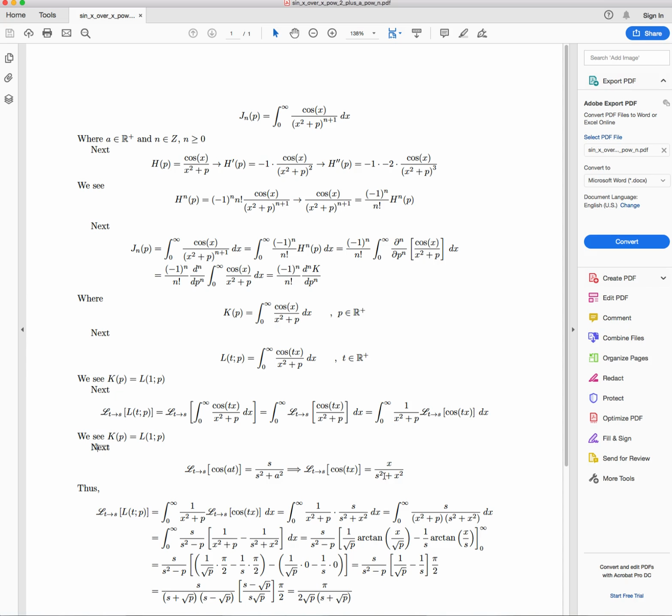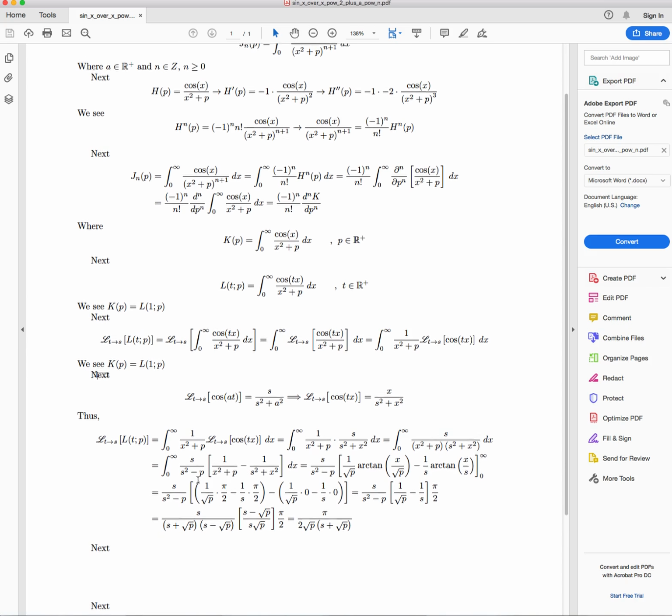s, over s squared plus a squared, which is x squared. So now we know that this term is going to be replaced with this term. And that's what we have on the next slide.